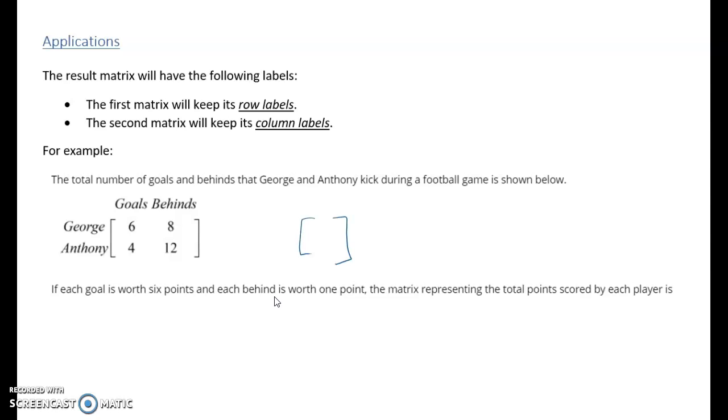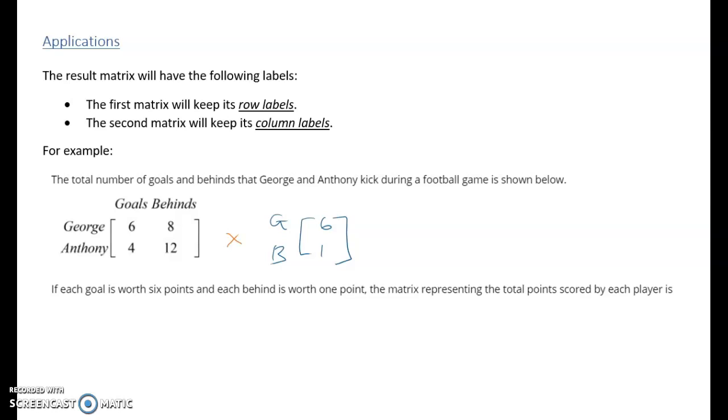And it's going to be a column matrix because goals are worth 6 and behinds are worth 1. So I'm just going to write G for goals and B for behinds. Now what we're going to want to do is multiply these two matrices. First thing we have to do is make sure that the orders are defined.